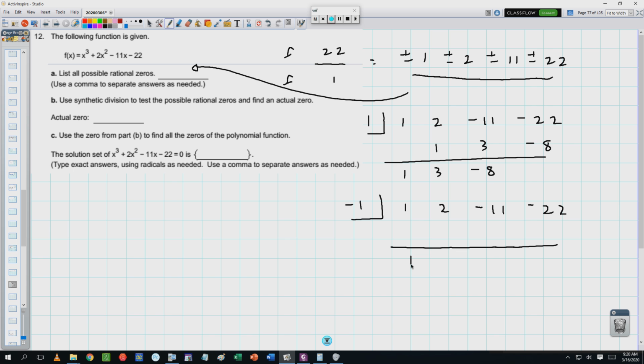Bring your 1 down. Negative 1 and 1 makes negative 1. We'll add those together, we get 1. 1 and negative 1 make a negative 1. We'll add those together, we get negative 12. 1 and negative 12 make a positive 12. No way. Let's try the 2's.